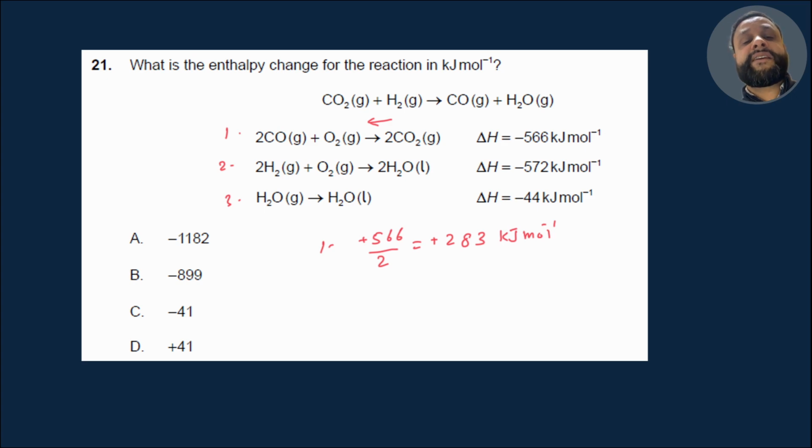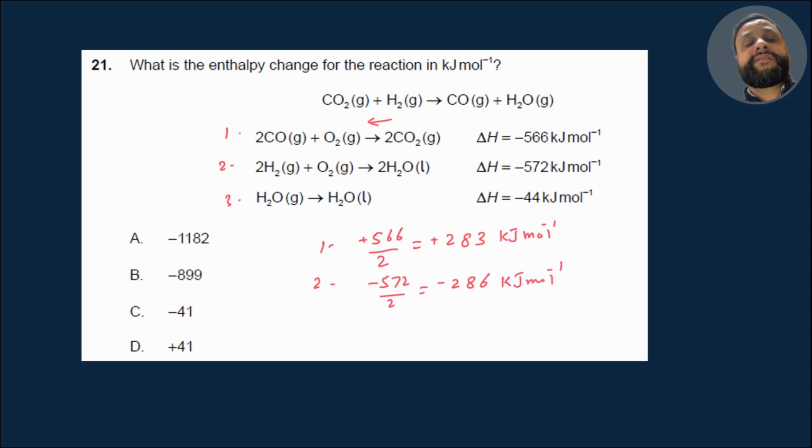Okay. The second equation has hydrogen. We want hydrogen to be on the reactant side. So we have 2 moles in equation 2, but we need 1 mole. So we can divide equation 2 by 2 as well, and minus 572 divided by 2 will give me minus 286 kilojoule per mole.